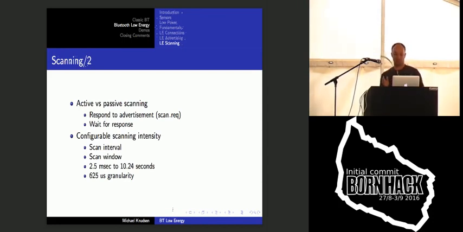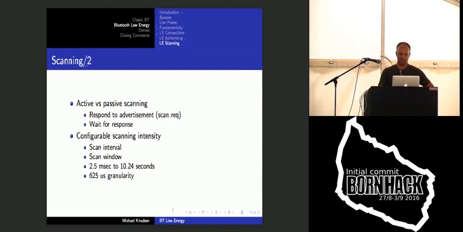And you can also configure the scanning intensity. You have two properties: the scan interval and the scan window. The scan interval is from 2.5 milliseconds up to 10.24 seconds. So you can set up your scanner saying every 10.24 seconds, I would like to scan for a window of 2.5 milliseconds. Or you can say every 2.5 milliseconds, I want to scan for 2.5 milliseconds. So you basically get to decide how much time you would like to spend scanning, and ultimately this means how much power you would like to use. There's a granularity in scanning of 625 microseconds.